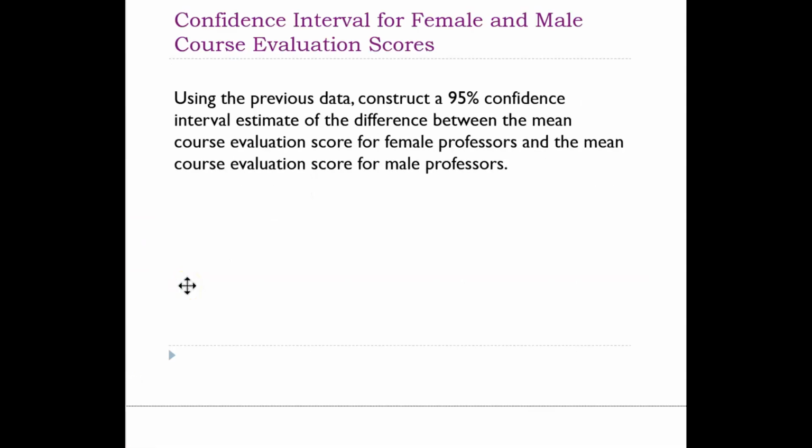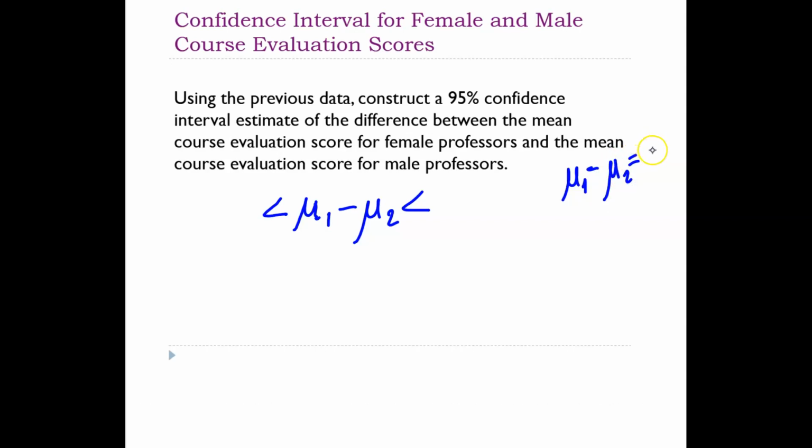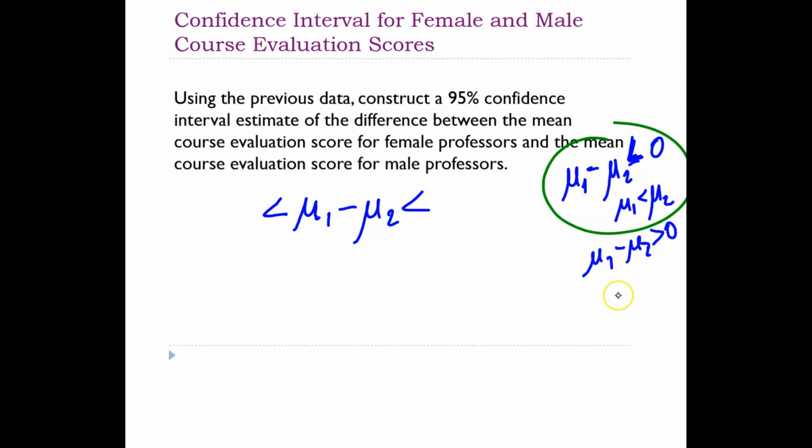When we construct a confidence interval, we evaluate the difference between two population means, mu1 and mu2, and the interval will show us where the difference is located. If mu1 minus mu2 is negative, or less than 0, that will mean that mu1 is smaller and mu2 is greater. If mu1 minus mu2 is positive, that will mean that mu1 is greater than mu2.